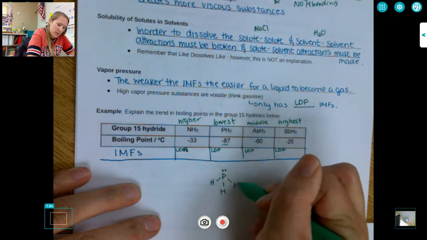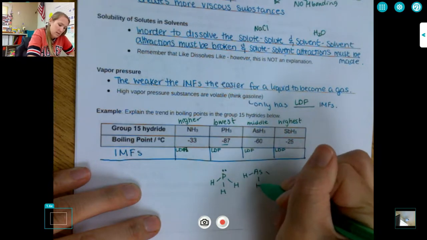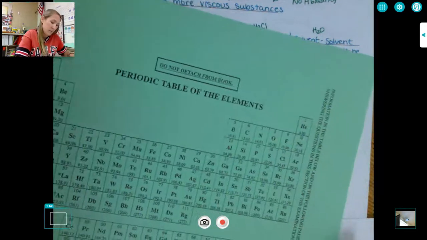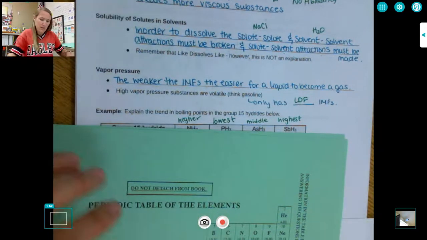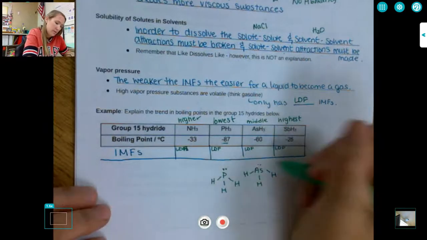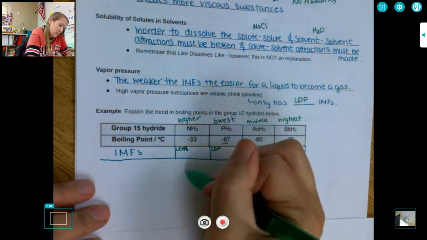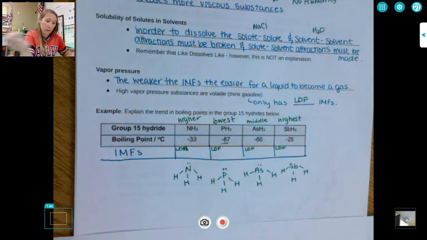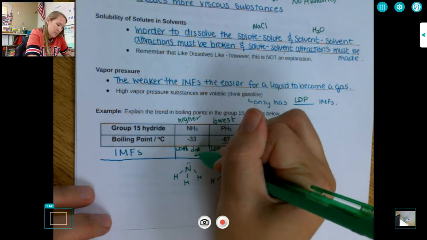PH3 looks like this. AsH3 also looks like this. SbH3. Something we don't use very often, but yep, it's right here. Are these all in line? Look at that. Oh yeah, it said group 15. So this guy looks like this and this guy. And nitrogen, NH3, looks like that. So they're all polar. So that means they all have dipole. So dipoles.